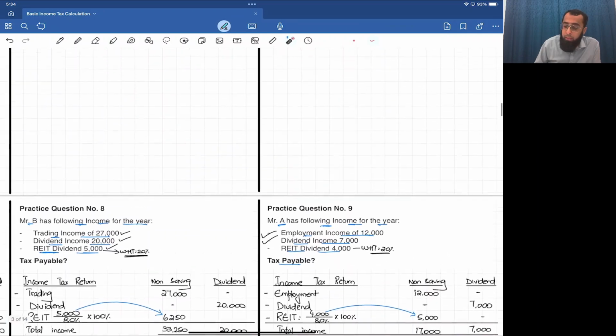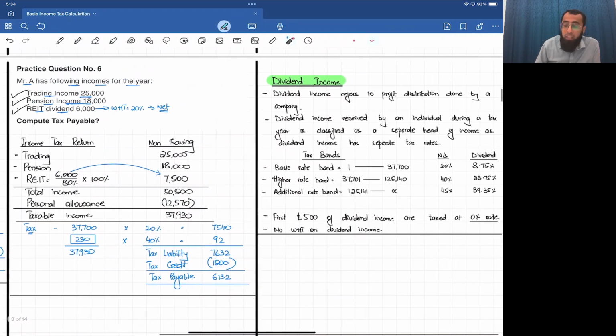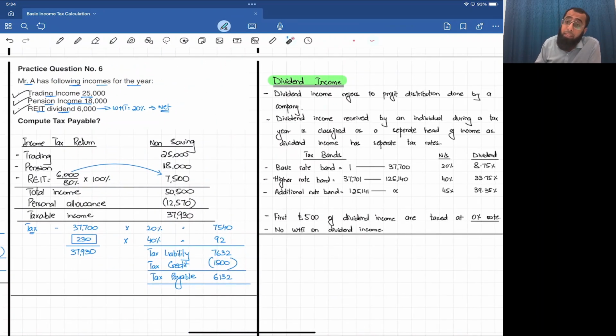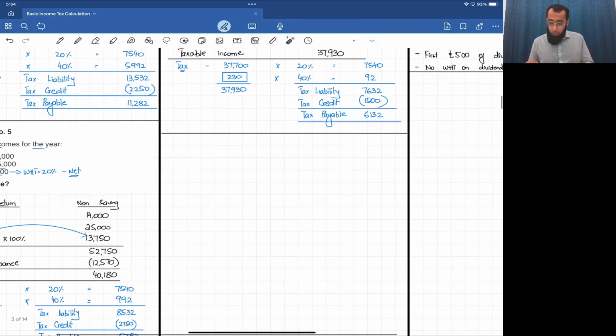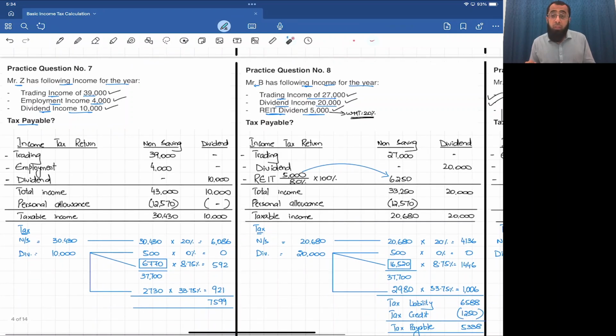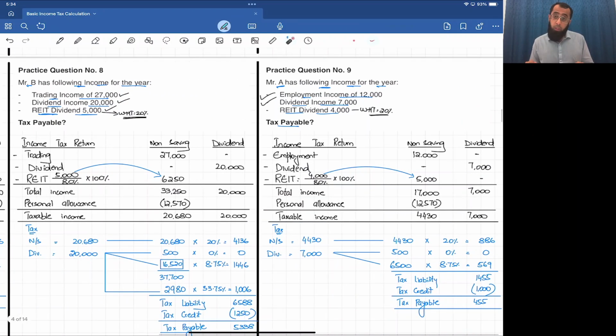So dividend income is the profit distribution we are getting from the companies. It is taxed as a separate head, having its own rates of tax. Don't worry about the rates, they will be available in the examination. The first 500 pounds of the dividend income are always taxed at 0%. And on dividend income, there is no withholding tax. Okay, we applied this in 3 practice questions. I believe that you guys must have understood it.